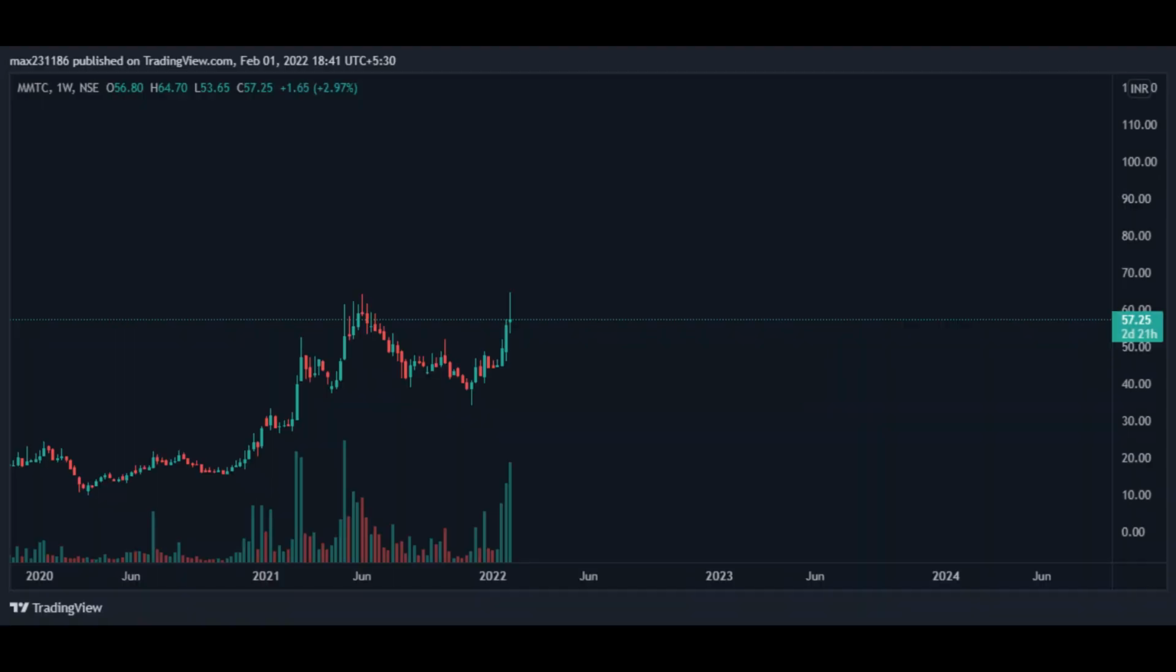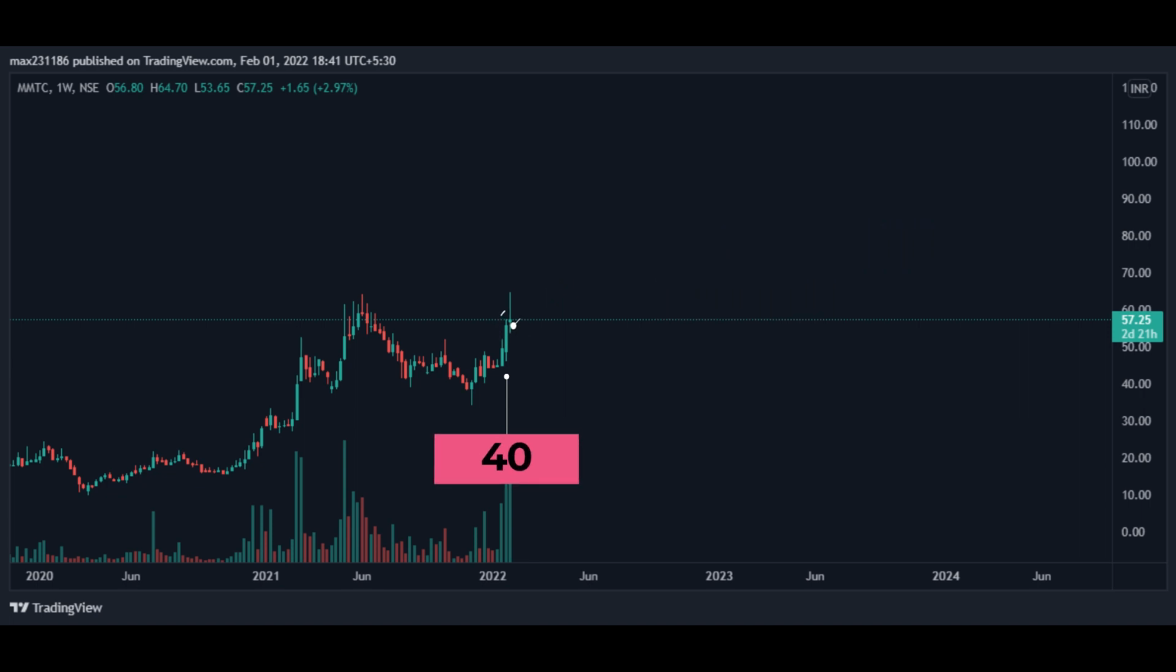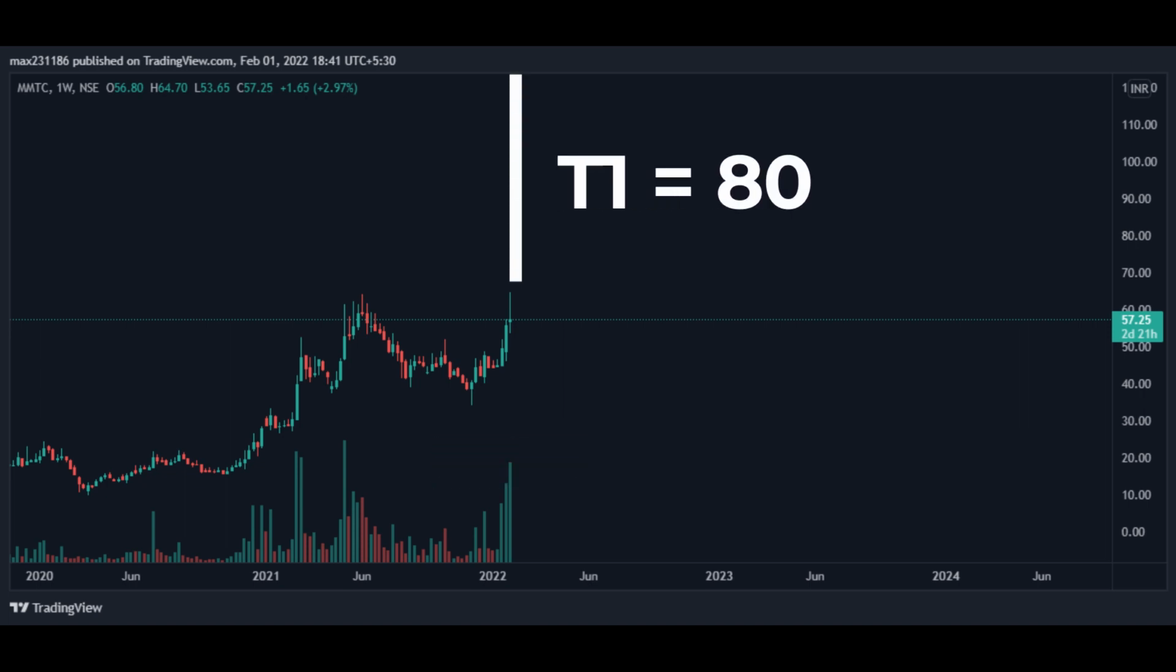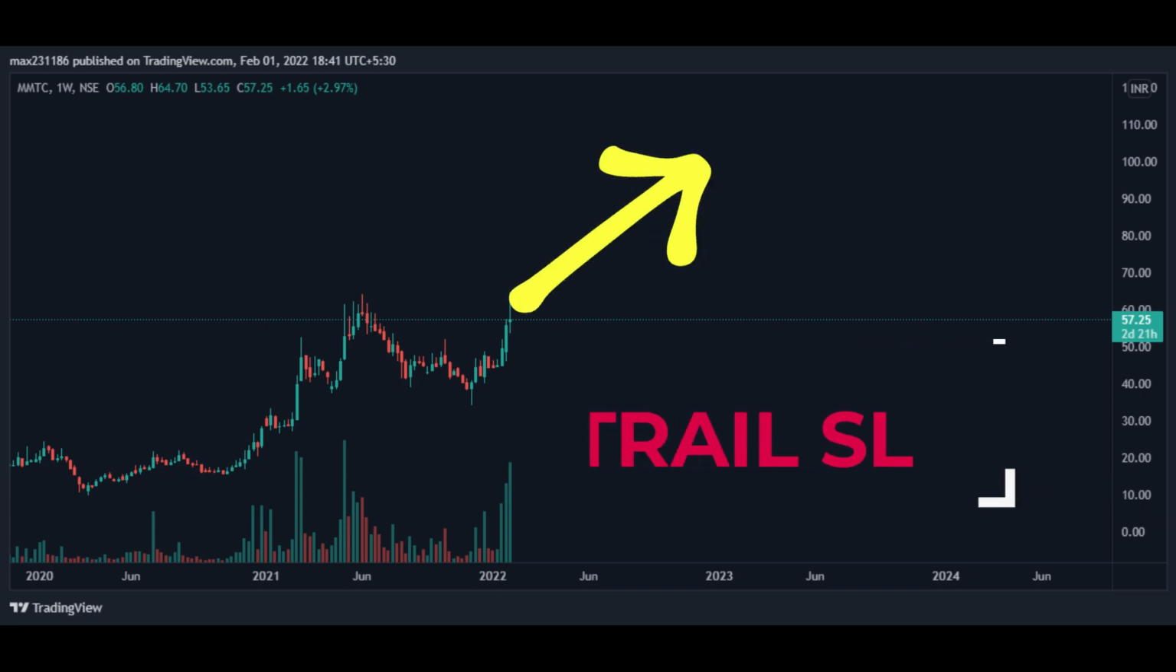With this simple setup, you can enter MMTC between 50 and 60 levels with a small stop loss of 40 on closing basis. Once there is a good breakout, you can expect a first target of 80. Also, there is a possibility of giving multifold returns in coming years if the cup and handle pattern is confirmed. Once the stock starts moving up, you can trail your stop loss and try to capture the maximum move.